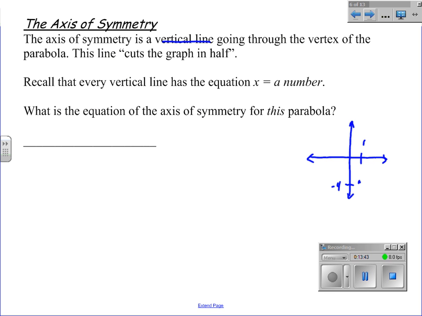It would be directly up from where the point is. Yep. Straight up. It's this whole line. So what's the equation of this line?